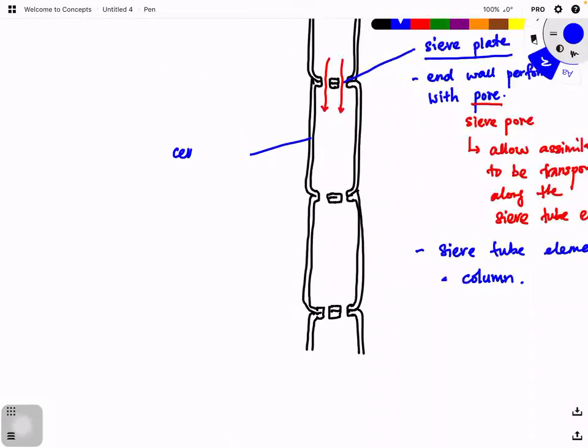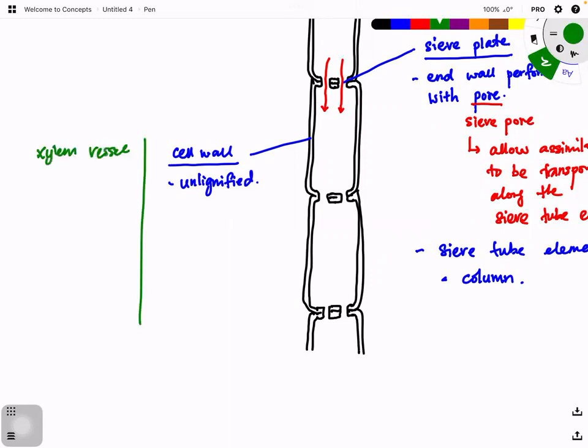Second, look at the cell wall. The cell wall of the sieve tube element is unlignified. But if you compare to the xylem vessel element, it is lignified.